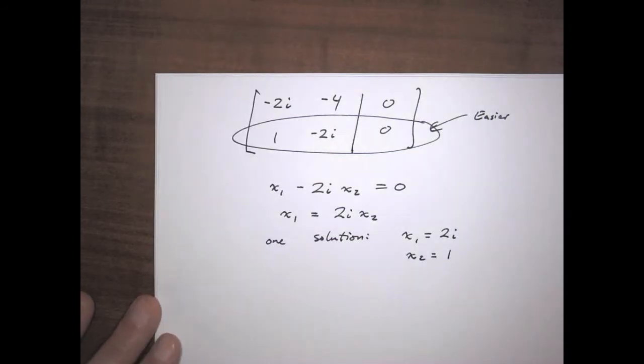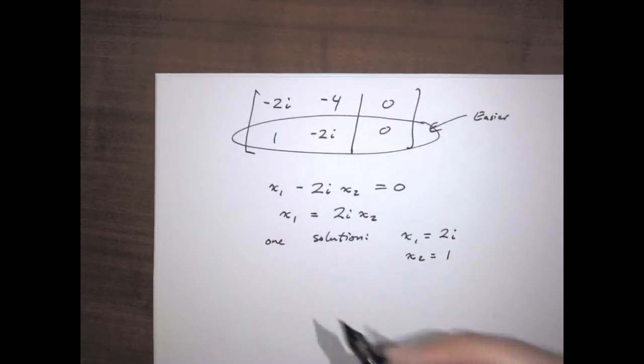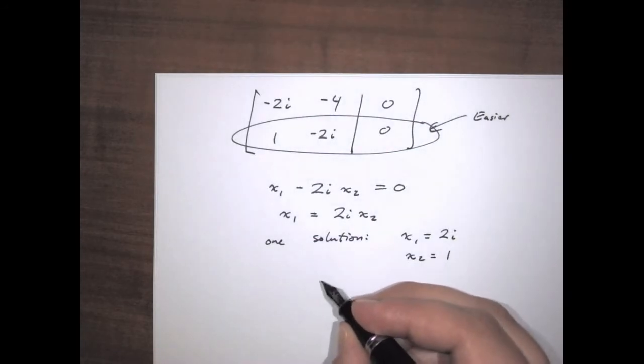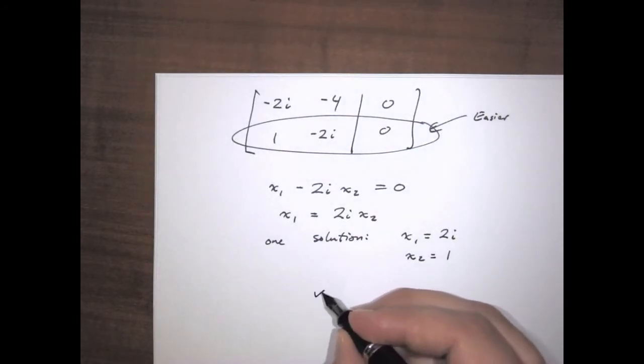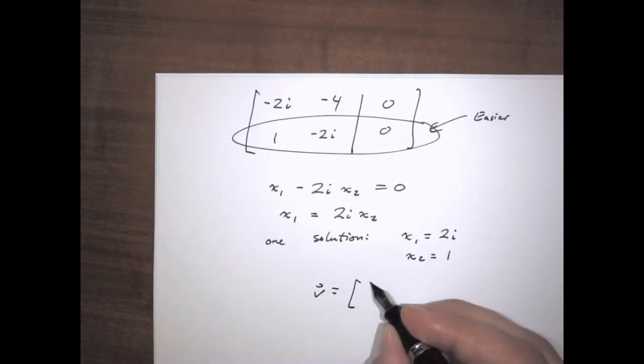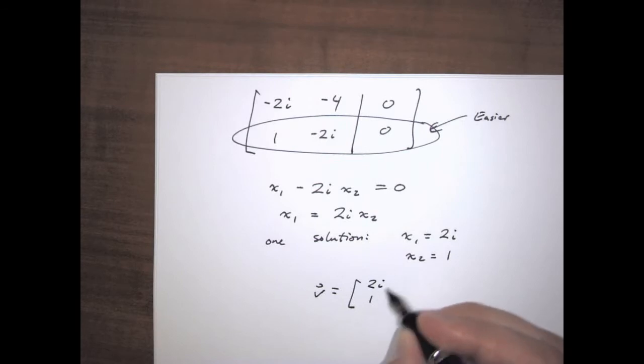You can think of it as switching the coefficients around. You can think of it as setting x2 equal to 1 and letting x1 fend for itself. And so what that gives you is an eigenvector v equal to (2i, 1).